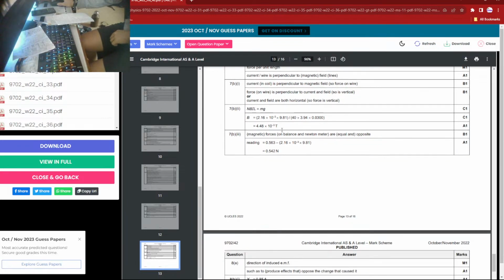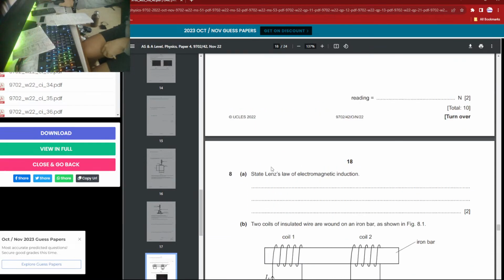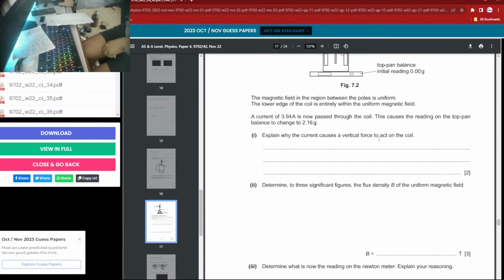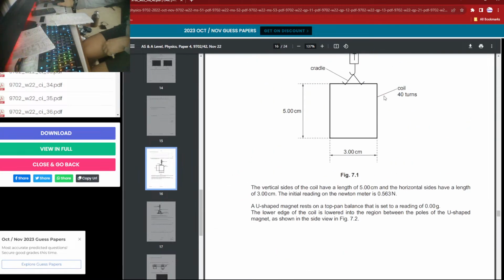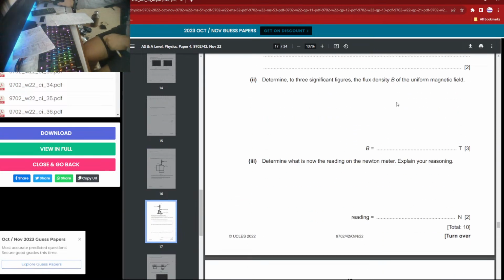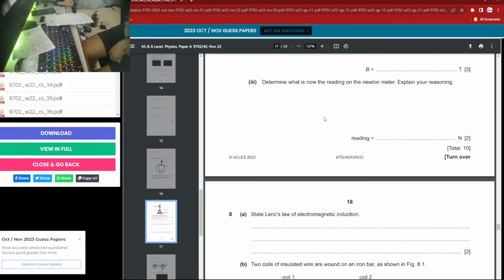BIL equals to mg. This one's my bad. I did not times it by the number of turns because I knew I had to put the number of turns in, but I don't know why I didn't. Maybe it's because it didn't ask, it just said magnetic flux density. The flux density. So I just kept thinking like if you have the turns, it's the flux linkage. So it's really confusing.